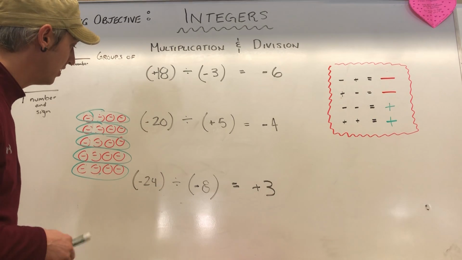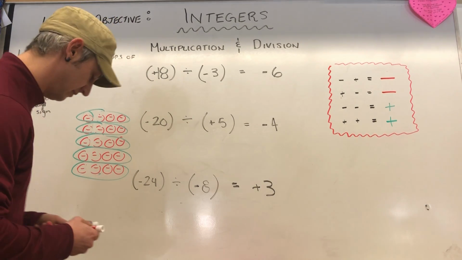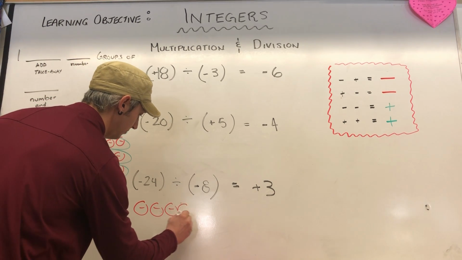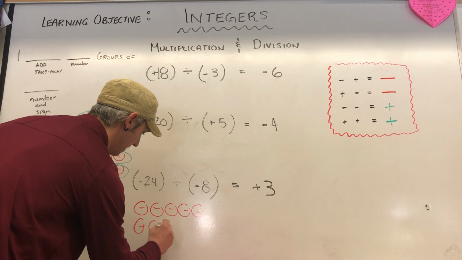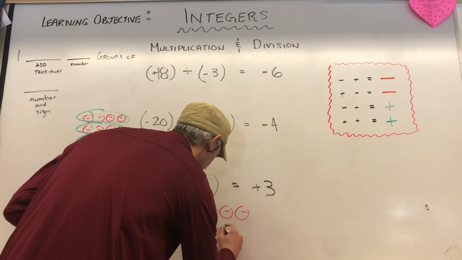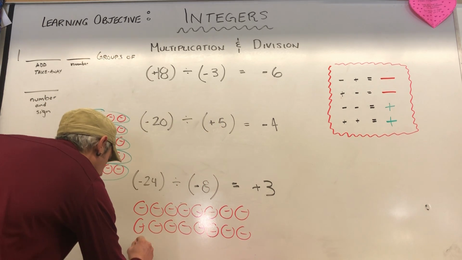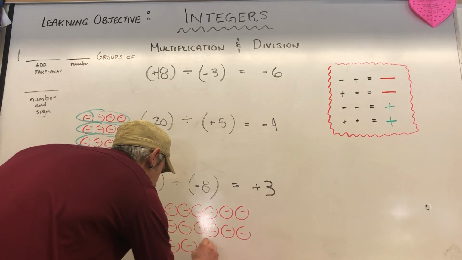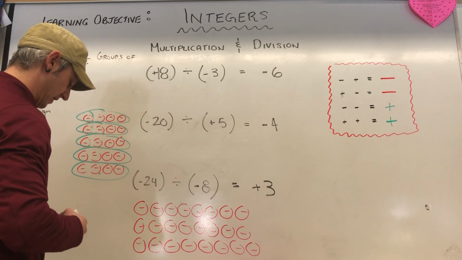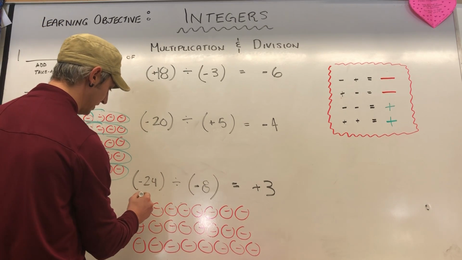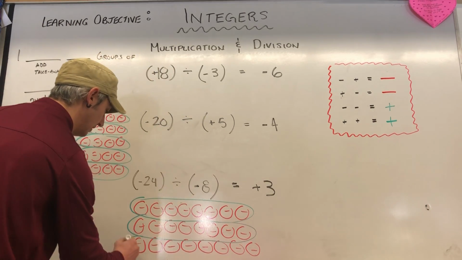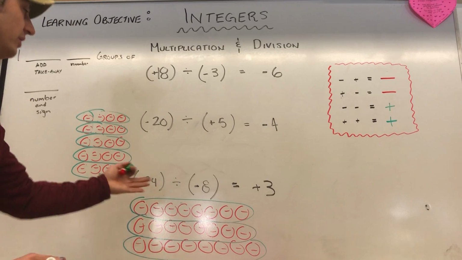I have negative 24, and I'm going to split it into groups of negative 8. So in this case, this one will work. I have negative 24. It's going to be a lot. And I'm going to split it up into groups of negative 8. So here's a group of negative 8, here's a group of negative 8, and here's a group of negative 8. And I'm left with 3 groups.